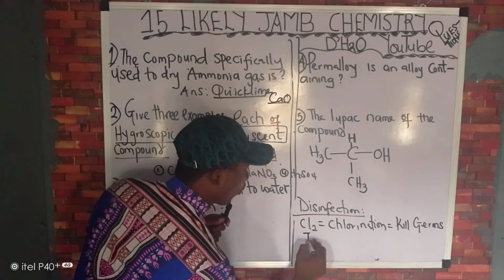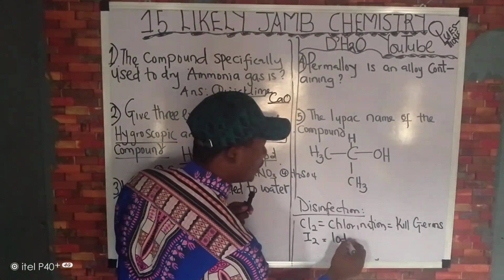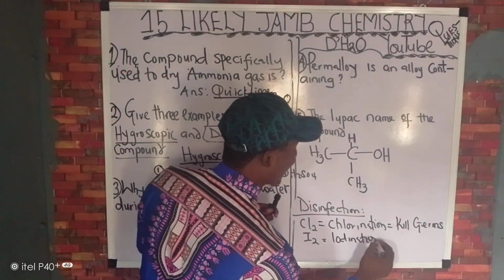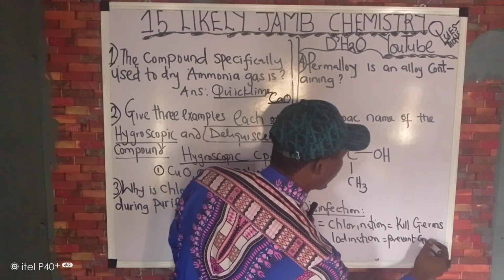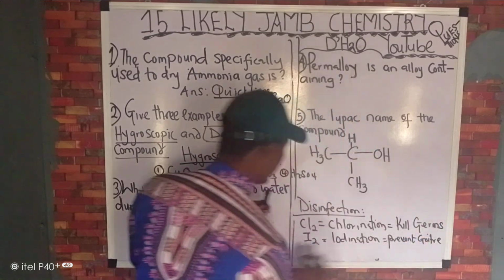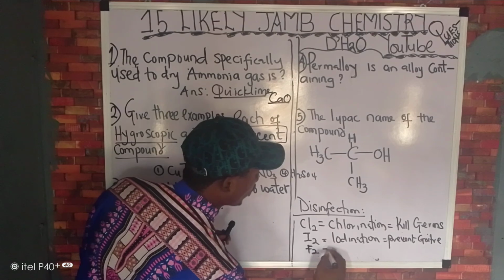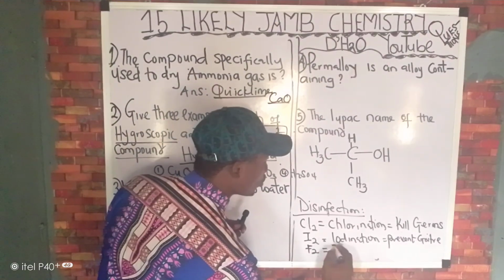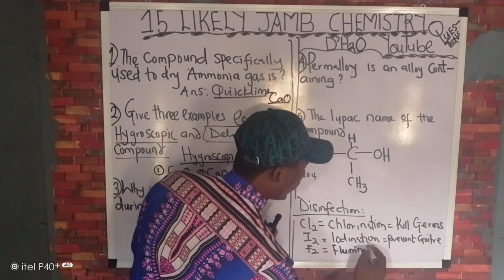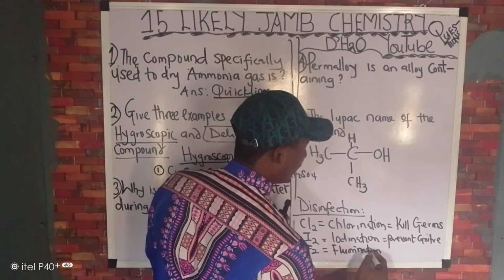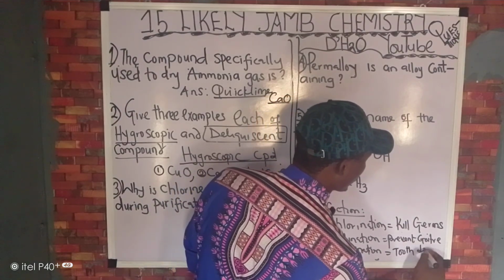Again, you can add what we call iodine. The process of adding iodine is called iodination. Why do we add iodine? To prevent goiter. Take note of that. To prevent goiter. Okay? Then also, we can add fluorine. The process of adding fluorine to the water is known as fluorination. And when you add fluorine to the water, it helps to prevent what? Tooth decay. Please take note of that.